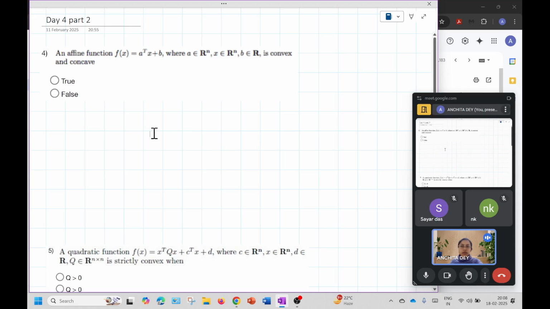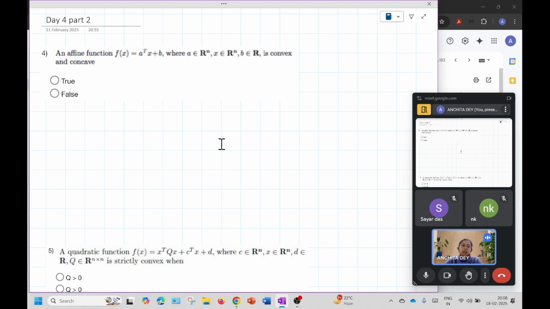So we will now move on to the next part, starting from question number 4. And we have already read about affine functions in the basics, right? It means the function would be both convex and concave. So an affine function which is given to you, where a is in Rn, x is in Rn, and b is in R, is convex and concave.